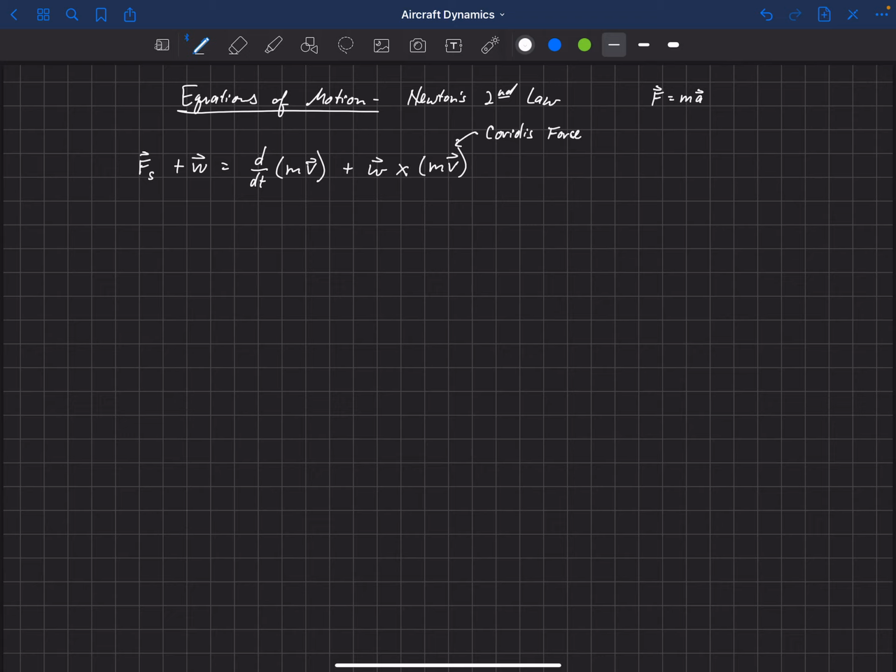It's just there because we're accelerating relative to a different coordinate system. Okay, so this is our F equals ma fundamental equation, and we're going to interrogate it a bit here and rearrange it in a more useful form. I want to point out, though, that there is a similar equation for the moments. So F equals ma we usually think of in terms of translational forces and accelerations, but there's also a rotational equation that equates the rotational moments to the rotational accelerations.